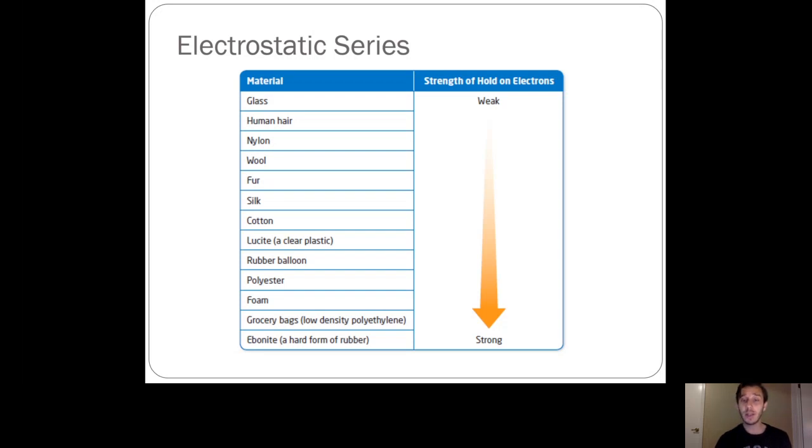Okay? So let's do an example. Let's say we took nylon and we rub nylon with polyester, which is something that we use in clothing. Which is going to gain electrons, which is going to lose electrons? Well, the thing that's going to gain electrons is the thing that's lower on the chart. So if we take nylon and we rub it with polyester, the polyester is going to gain the electrons. What charge will the polyester have? Well, it's gaining electrons, so it will be negative. What charge will the nylon have? Well, it will have lost electrons, and so its charge will be positive.